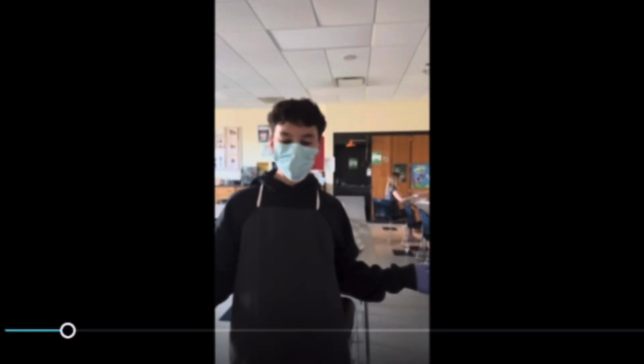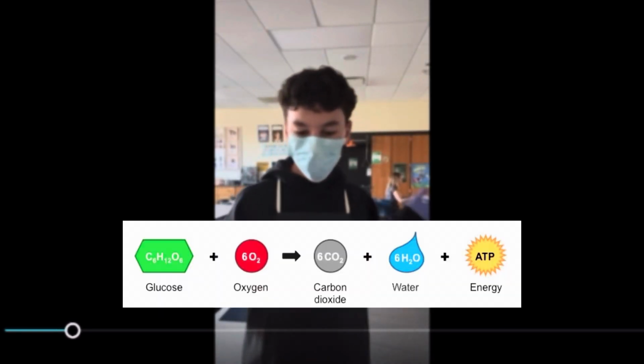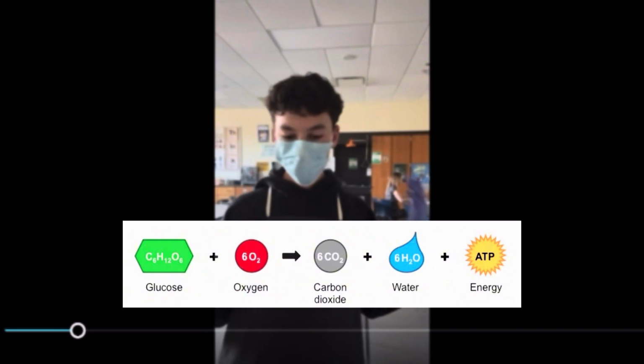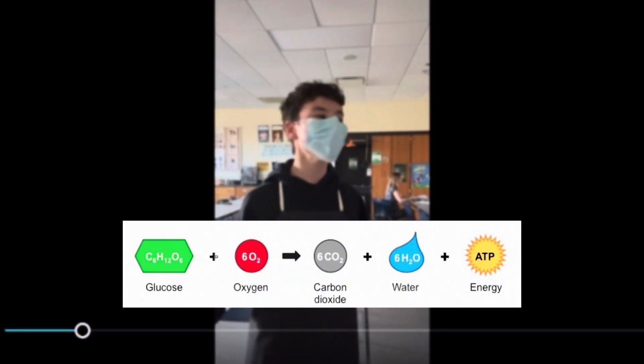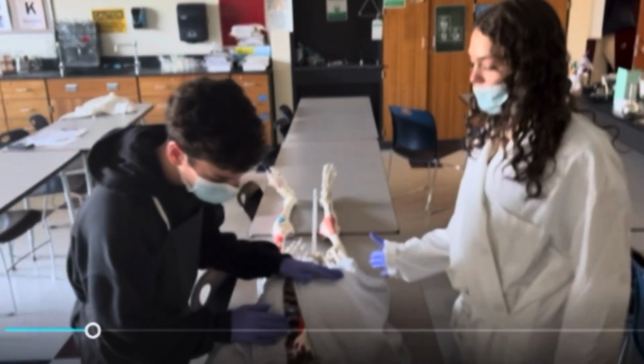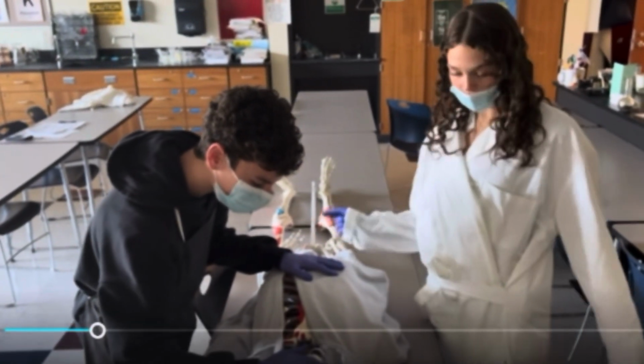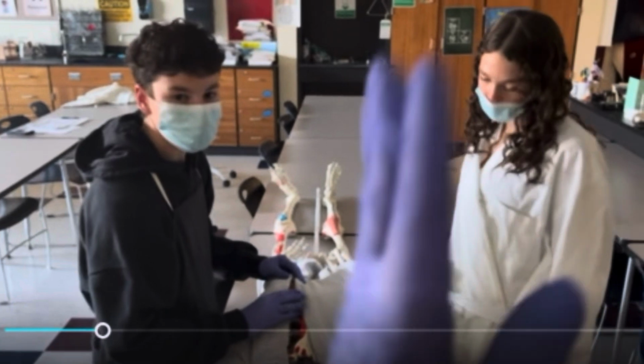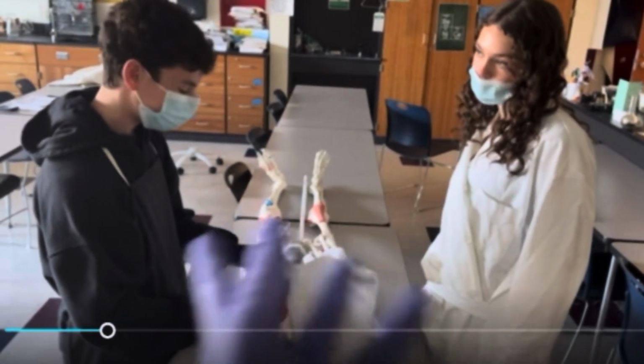Oh, I remember cellular respiration. It takes glucose and oxygen and turns it into carbon dioxide, water, and ATP. Let's watch this glucose go through the process and see where it went wrong in our patient. The glucose is first supposed to go through glycolysis.